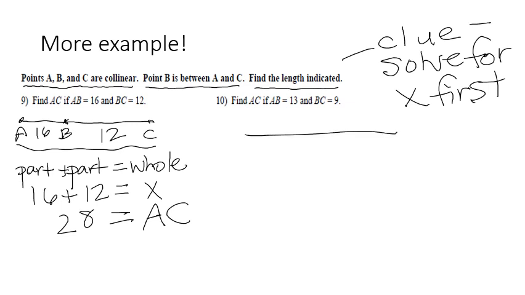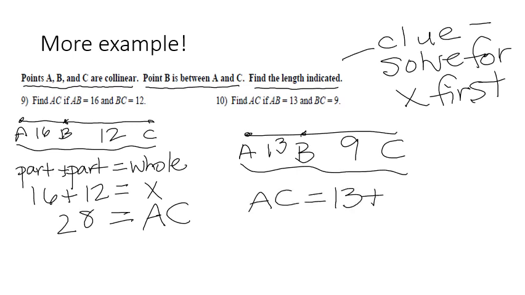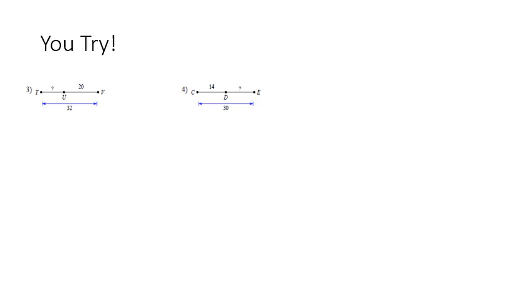Doing the same thing over here. Going to draw a very similar picture. Remember, B is between A and C. If AB is 13 and BC is 9, then what is our whole? We can just add those up. Not too hard. Now here they don't mention anything about midpoints, so we can use our part plus part equals whole. Go ahead, take a moment, try to solve these, and we'll come back and go through them.